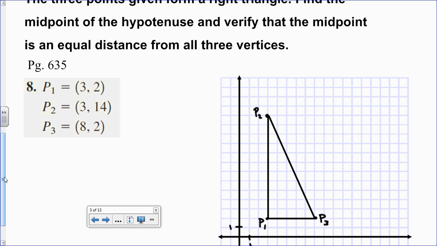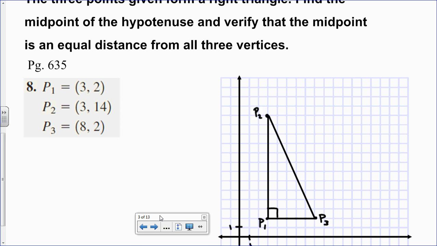Okay, so the hypotenuse. Remember, hypotenuse is always across from the right angle. So my hypotenuse is P2 to P3. So I want to find the midpoint of that segment. Okay, so the midpoint of P2, P3. I'll call that M.